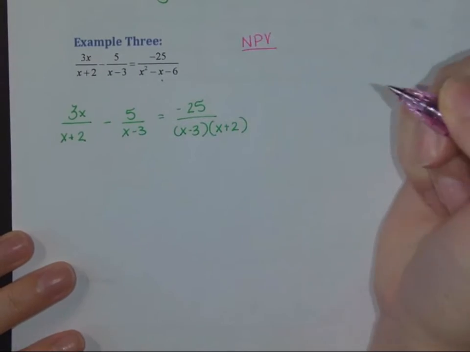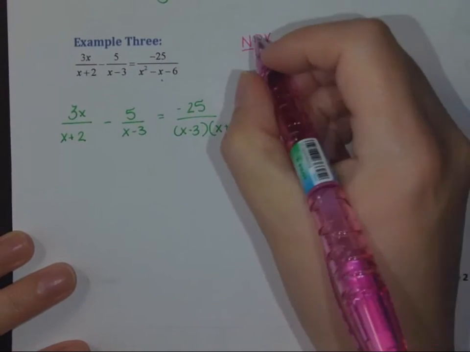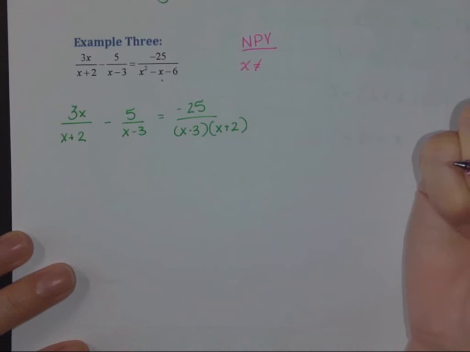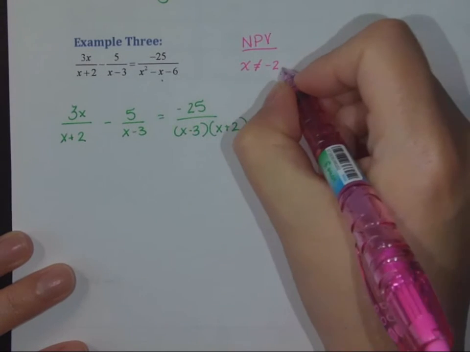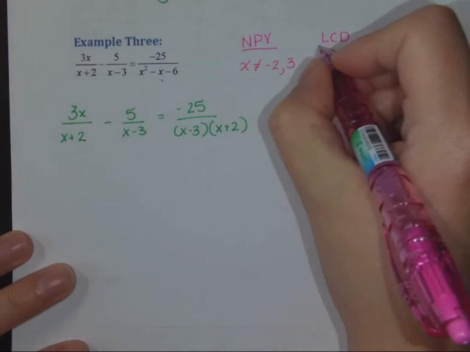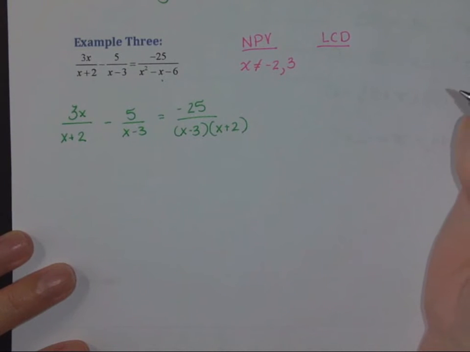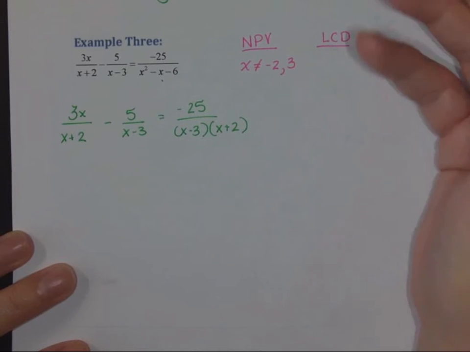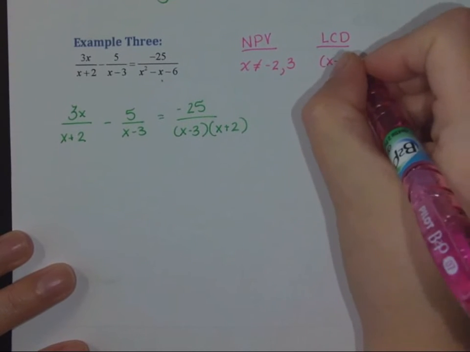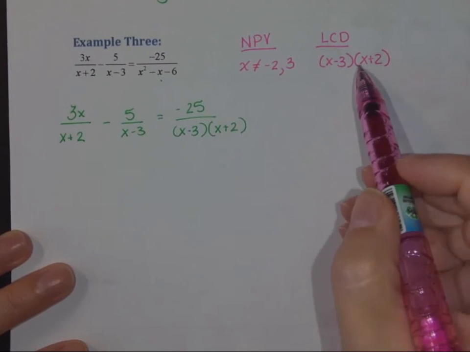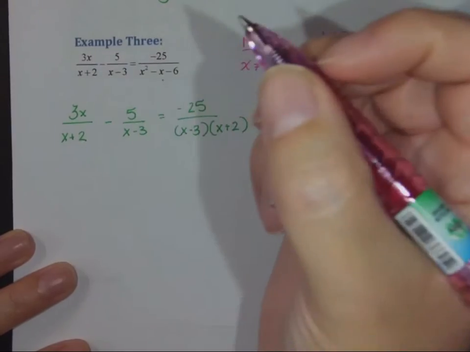Okay, NPVs. I just switched colors. Picked up a different pen. So x cannot equal negative 2 and positive 3. And then my LCD. It's really similar to the last one. It's x minus 3, x plus 2. So once I have that, that's going to be multiplied by tops only.